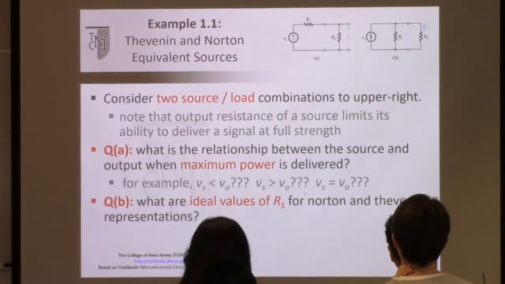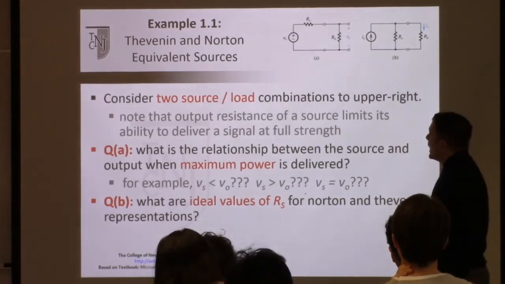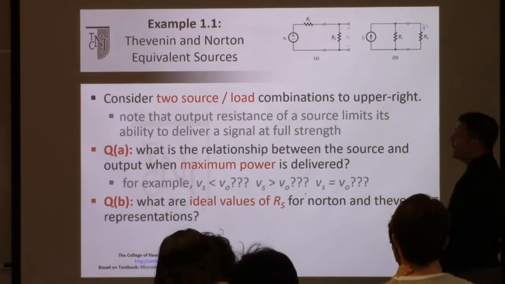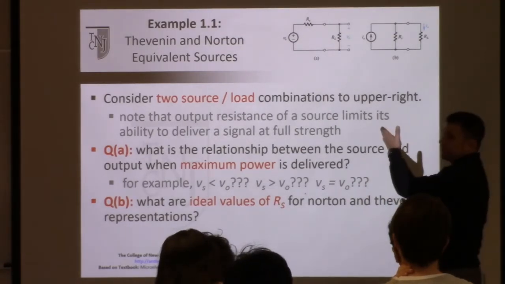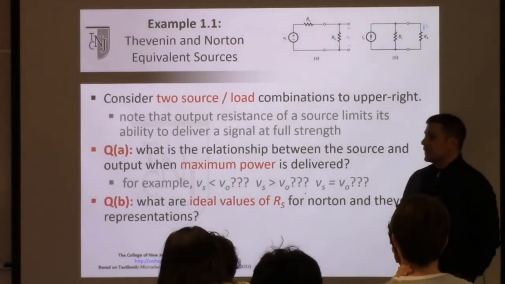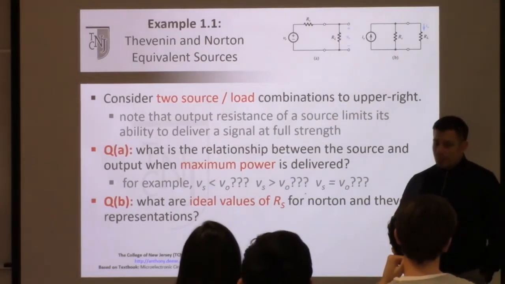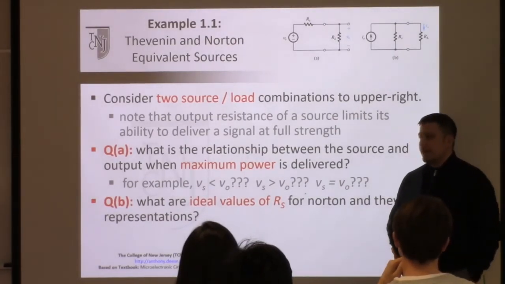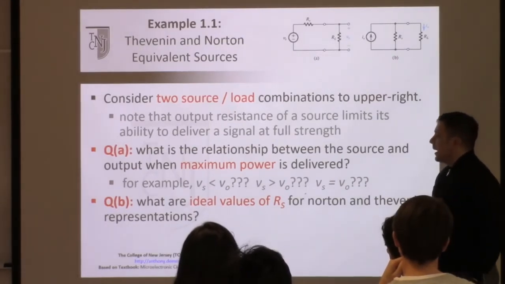Example 1.1, I'm going to ask that you take a look at on your own. It's just a really basic example asking you to calculate the output versus the input for these two circuits that are shown. What's the left-hand side? What does that look like? Hopefully, there's a name for that circuit on the left. Voltage divider, exactly. And then the right-hand side, current divider.